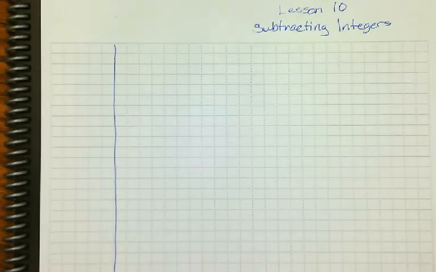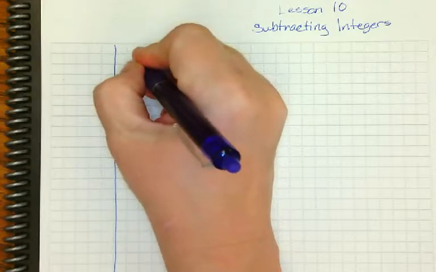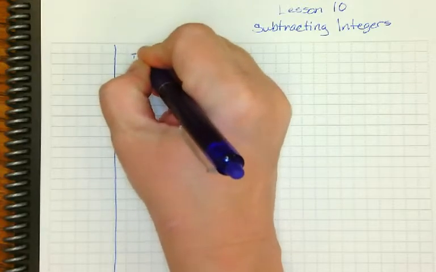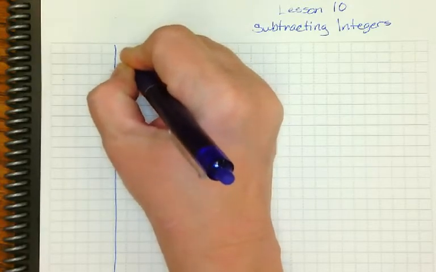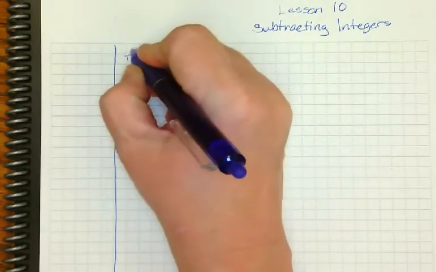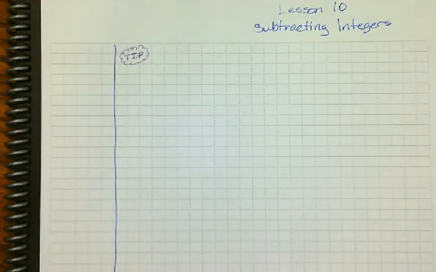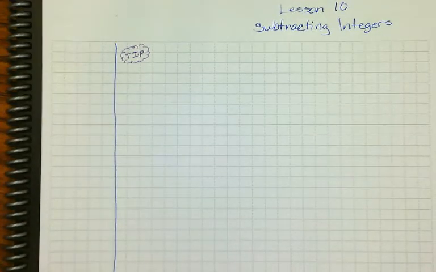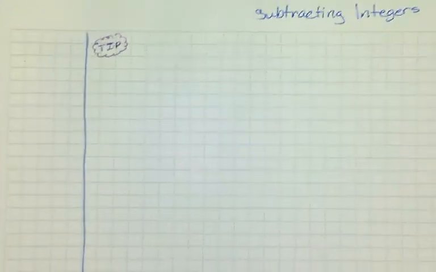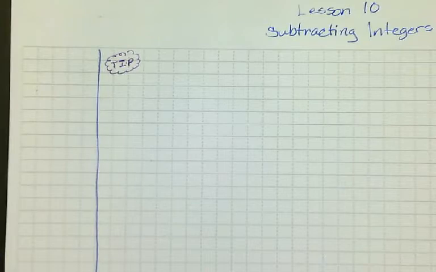The first thing I want to tell you is, here's your tip. Ready? Want this a little bit bigger? Maybe I'll go just a little bit bigger. Let's see. How's that? That's a little better. All right.